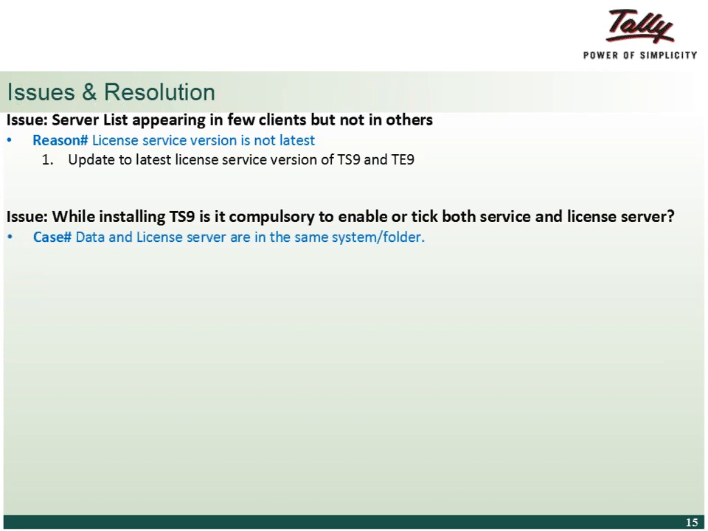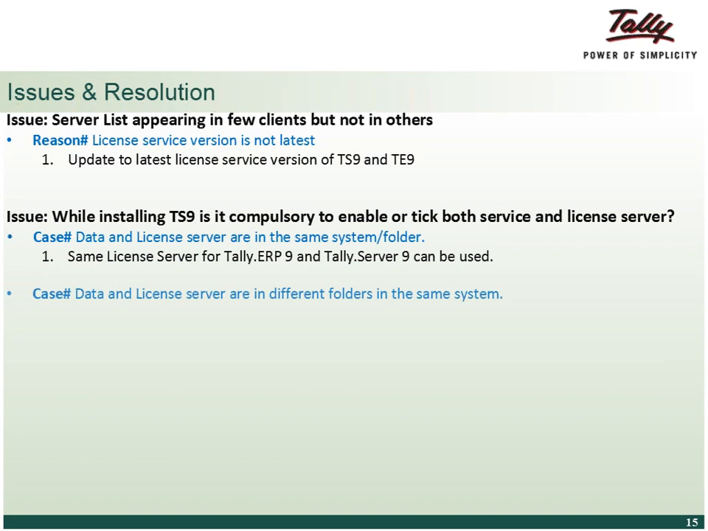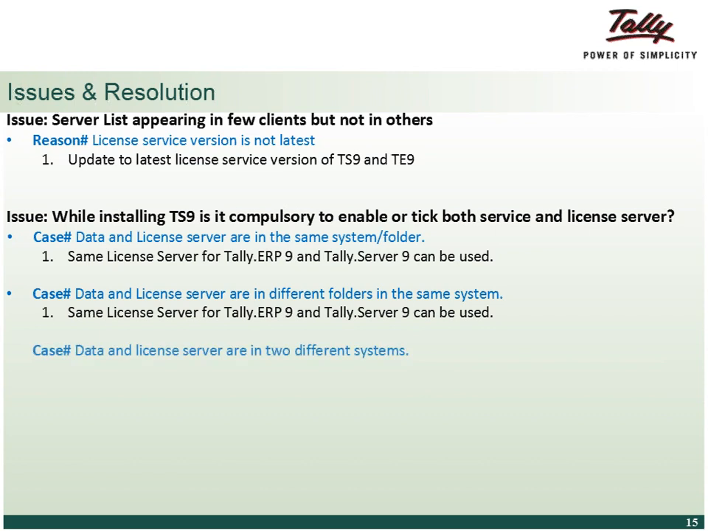Let us discuss this on a case-to-case basis. Case 1 might be data and license servers are in the same system and folder. So the same license server for Tally ERP 9 and Tally Server 9 can be used. Case 2 might be data and license servers are in different folders in the same system. The same license server for Tally ERP 9 and Tally Server 9 still can be used. Case 3 might be data and license servers are in two different systems. In this scenario, separate license service for data and Tally ERP 9 need to be installed.